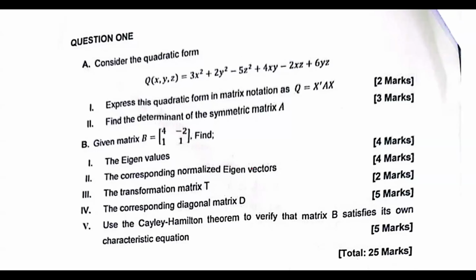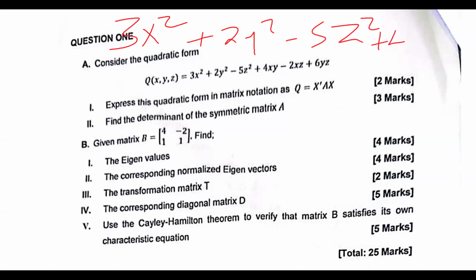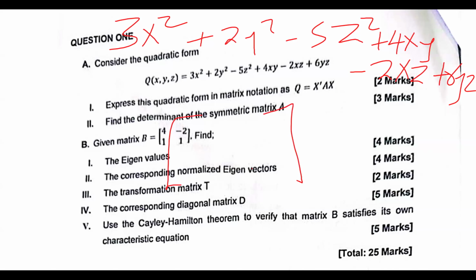So, question number 1A says, consider the quadratic form. You're able to see the question clearly, right? Yes. 3x squared plus 2y squared minus 5z squared, plus 4xy minus 2xz plus 6yz. Express it in matrix. So first of all, we have a matrix A at the center, and we follow the squares.